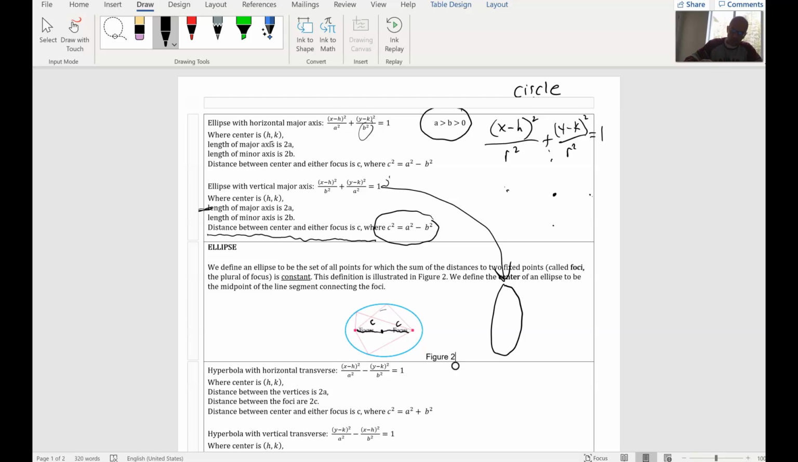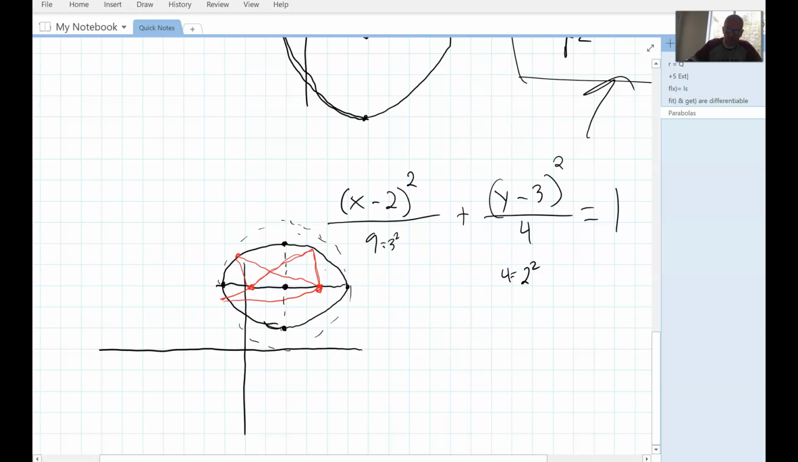Now, sometimes we don't care, because if we've already got the graph, we might not care where the focus point is. But let's say in this case we're interested. Where is the focus point? Well, we know the distance, c, so that distance right there, squared is going to be equal to 9 minus 4, because that's my a squared and that's my b squared, right?